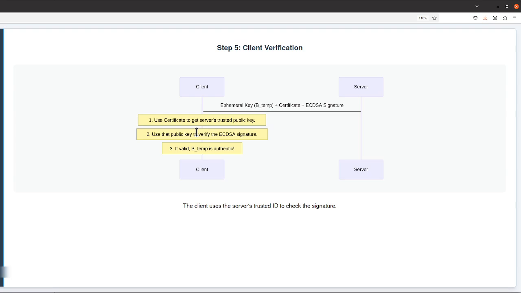It takes the server's long-term public key from the certificate, which it trusts because of the PKI system, and uses it to verify the ECDSA signature. If the signature is valid, the client now has mathematical proof that the ephemeral key it received truly came from the legitimate server. The ID check is complete, and the man-in-the-middle attack is defeated.